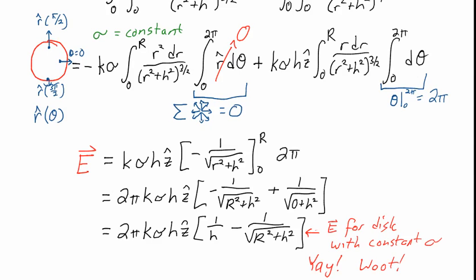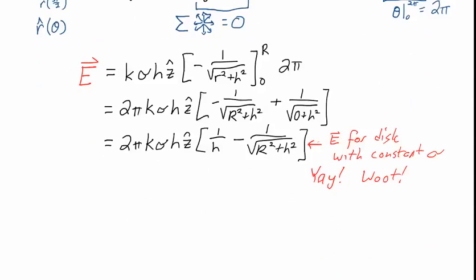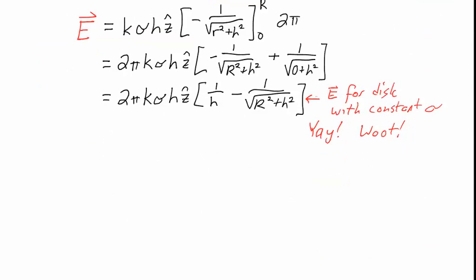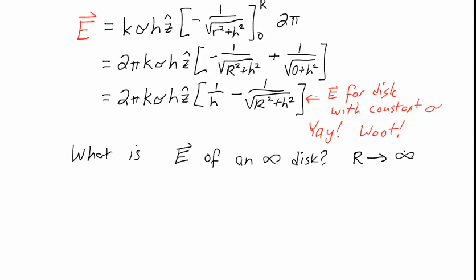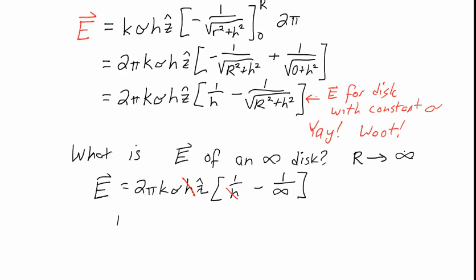Now, one thing we might like to do with this, and the reason I introduced this in class, is to ask what the electric field of an infinite disk is. An infinite disk is one where the radius goes to infinity. If the radius goes to infinity, then the second term in the sum becomes 1 over infinity, which is just 0, and so that goes away. We're left with 2 pi k sigma h z hat times 1 over h. That means this factor of h cancels this factor of h, and we get that the electric field of an infinite disk is equal to 2 pi k sigma z hat.